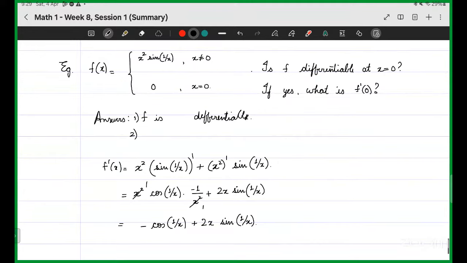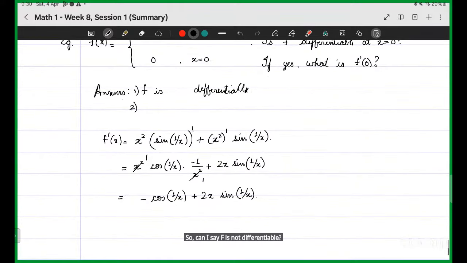Right? If I put x equal to 0, then I will not get a value; this term will cause a problem, cos 1 by x. So can I say f is not differentiable? No, sir. So what is it that I'm doing wrong?